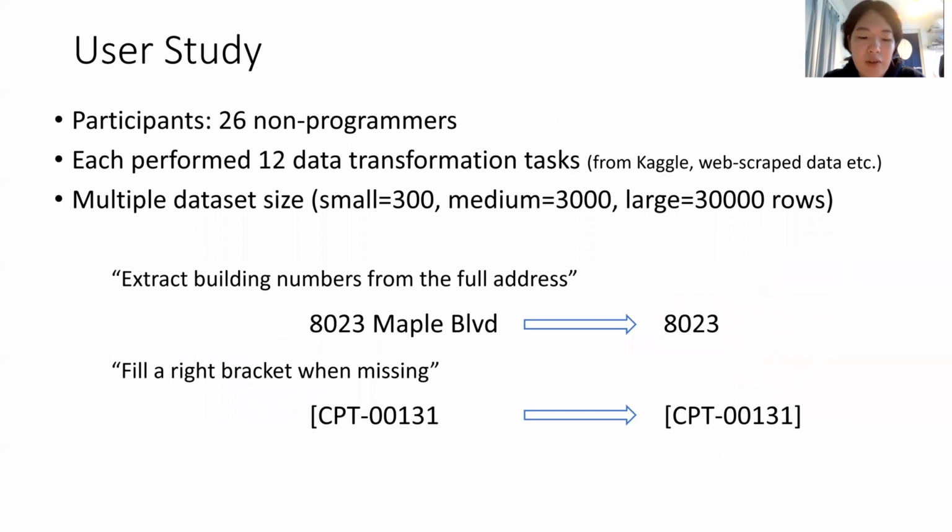We recruited 26 participants for this study, and each of them performed 12 single-feature data transformation tasks taken from Kaggle and other data sources. Examples of the tasks are extracting a building number from the full address and filling a right bracket when missing. We pre-processed the dataset so that each task had the same degree of difficulty. We prepared 3 different dataset sizes to see how these interfaces help users dealing with different data sizes.